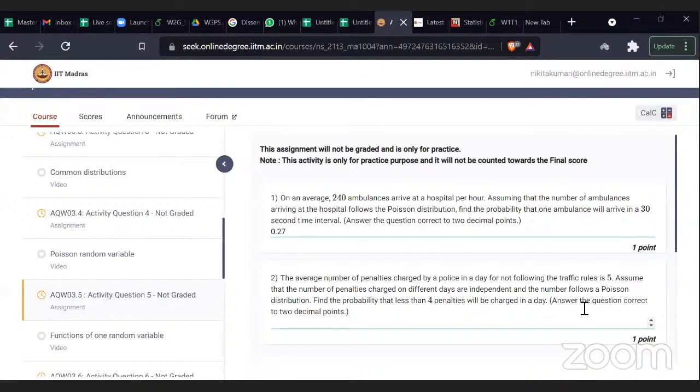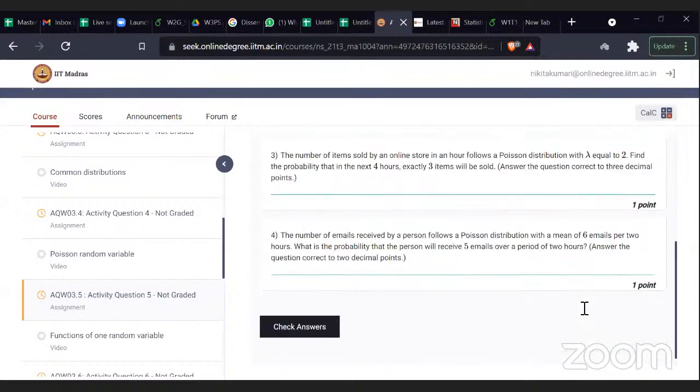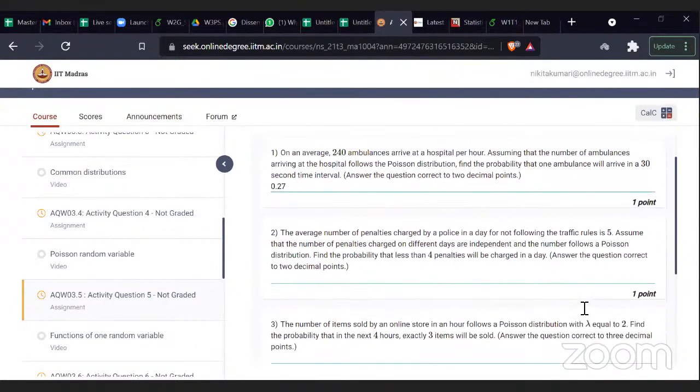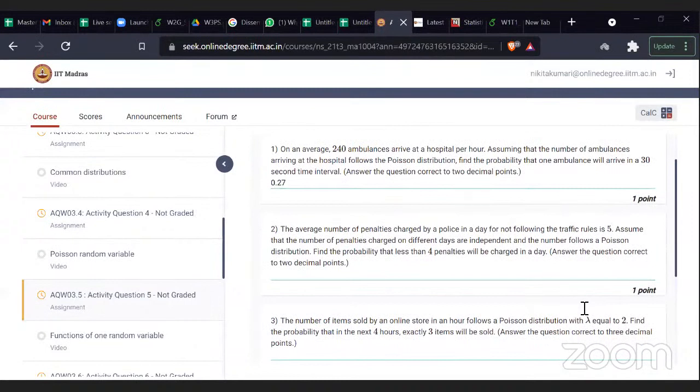So just try to solve the problems from the Poisson distribution. It will be helpful. Here you use the formula total number of ambulances by total time taken to find the lambda. Yes. So in the case of tossing the coin, what will be the total value and total frequency? That is not your Poisson distribution.